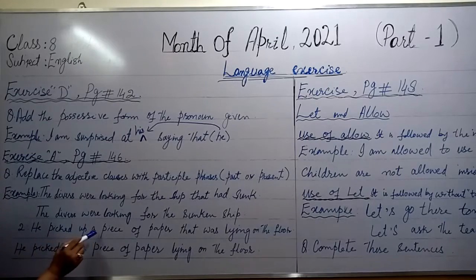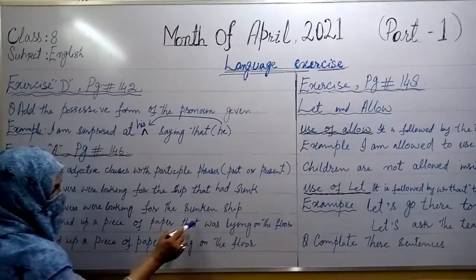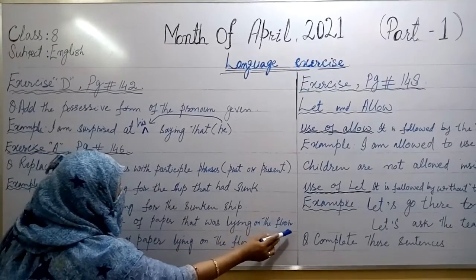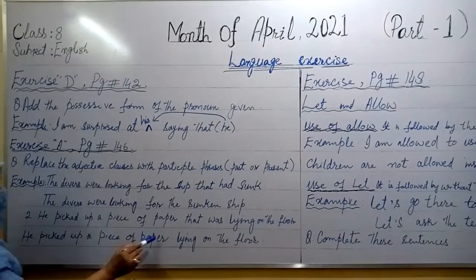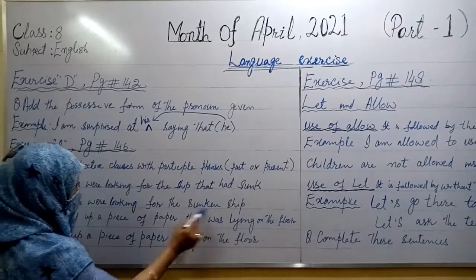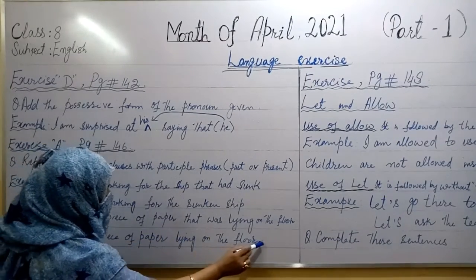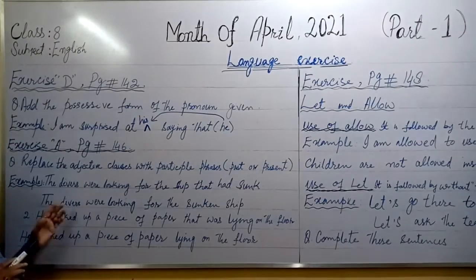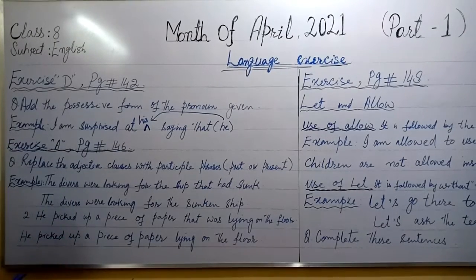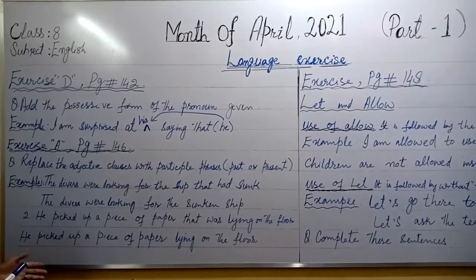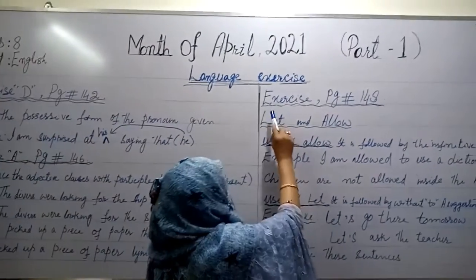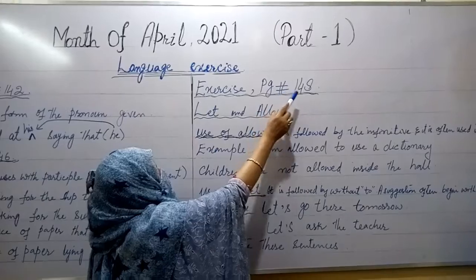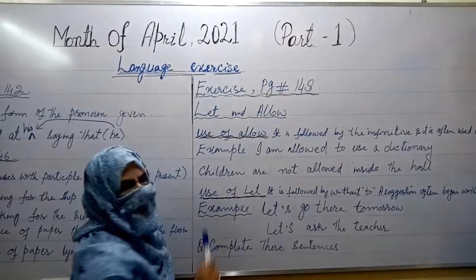He picked up a piece of paper that was lying on the floor. He picked up a piece of paper. You will replace this, lying on the floor. Remaining sentences you will do yourself as I have done here. Let's move towards the next exercise from page number 148.